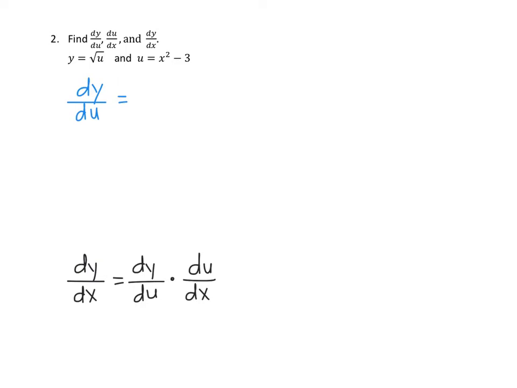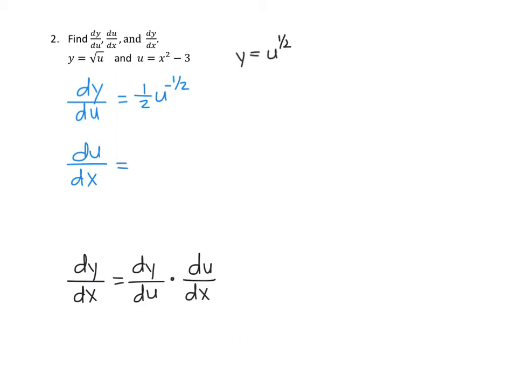I can rewrite y, which is the square root of u, as u to the 1/2 power. That way, when we take the derivative, we can use the power rule. Bringing the exponent out in front, we have 1/2 u, and then subtracting 1 from the exponent gives u to the negative 1/2. Next, let's find du dx.